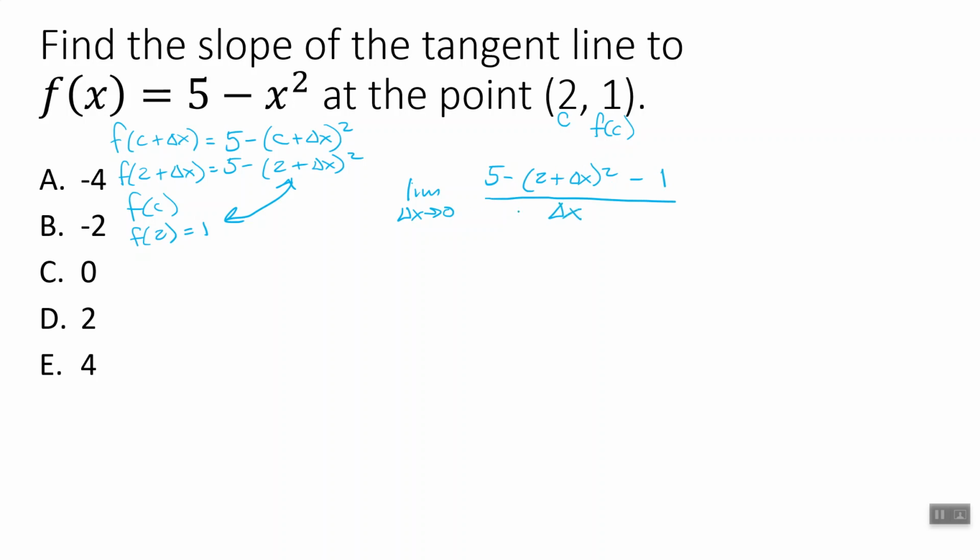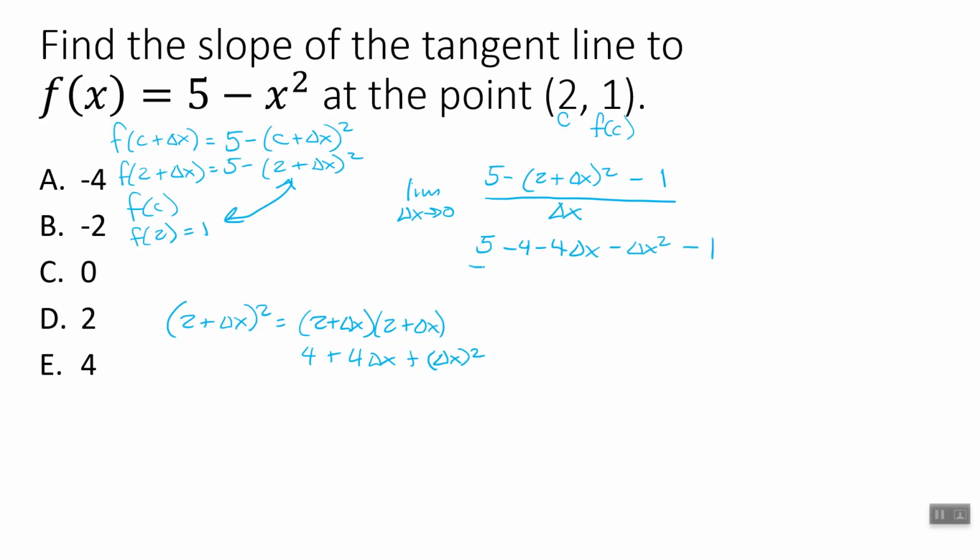All right, now to square this guy out, we can't just square each one. So 2 plus delta x squared is 2 plus delta x times 2 plus delta x. So we have to FOIL it out. So when we FOIL, we get 4. We get 2 delta x's, 2 more delta x's, so we'll have 4 delta x's. And then delta x times delta x is delta x squared. So that's what we get when we multiply this out. Remember, we are going to be subtracting all of that. So it's 5 minus 4 delta x minus delta x quantity squared minus 1 on top.